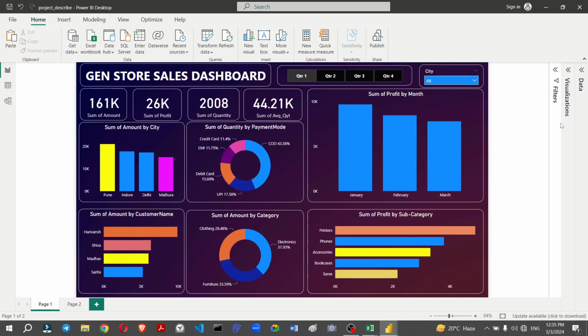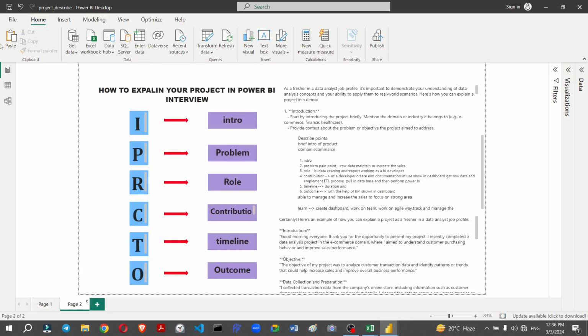First of all, we start your project description with an introduction. I have mentioned some points to structure your project. First is the introduction. You can introduce what your project is, what the project domain is, and what you did in this project. For example, the objective of this project was to analyze customer transaction data and identify patterns and trends that could help increase sales and improve overall business performance. This is our intro, and this is an e-commerce platform.